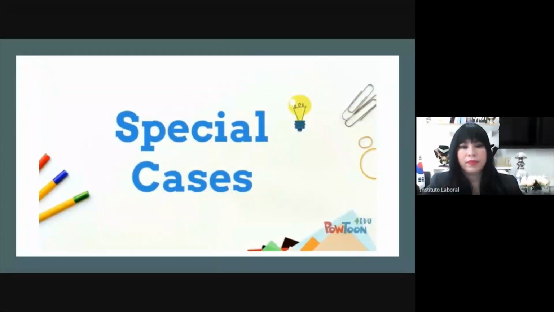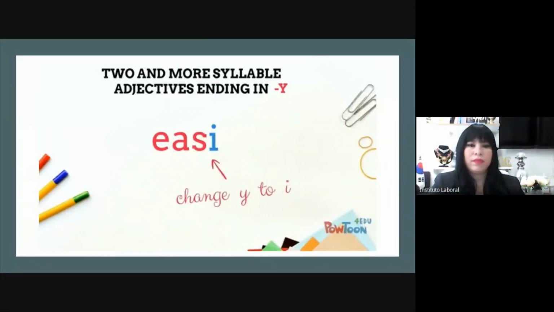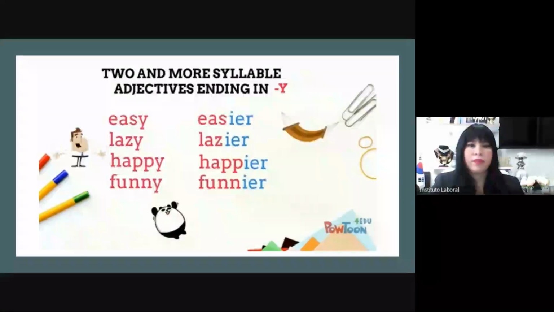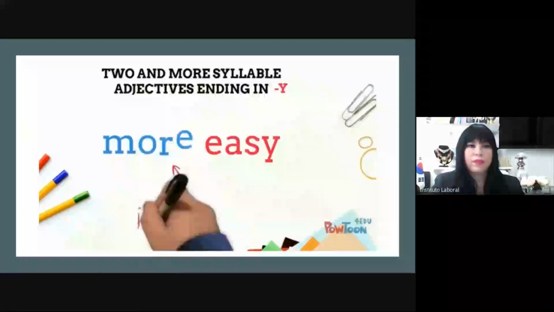There are some special cases related to the use of comparative adjectives. If it's an adjective with two or more syllables ending in y, we can make its comparative form by changing y into i and adding the suffix -er. Easy, but there is another way. You can also make the comparative form of adjectives.